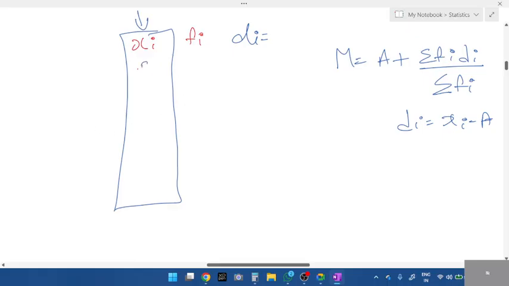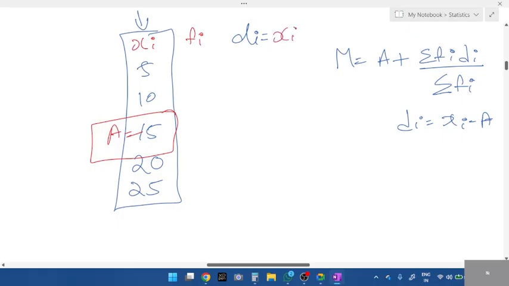Now, example: 5, 10, 15, 20 is given. Or let me take 25. Which is the middle value now? 15. So A is equal to what? 15. Tell me xi minus A, students. What is xi minus A? First, you have to take 5. 5 minus 15. What's the answer? Minus 10. Wherever we take the assumed value, it is definitely 0. Above that, it is negative. Below that, it is positive.